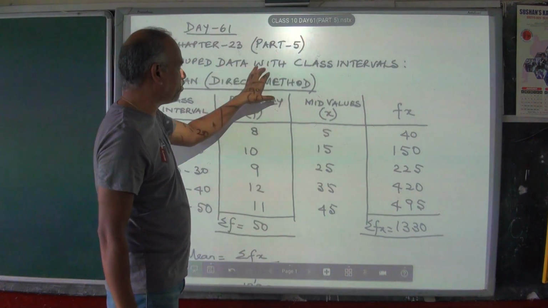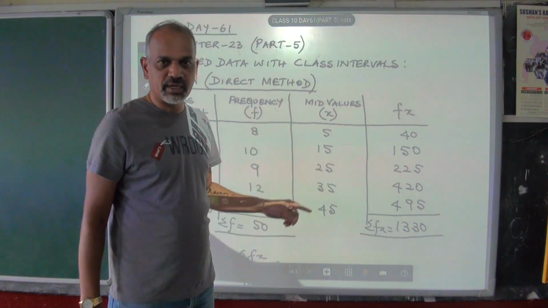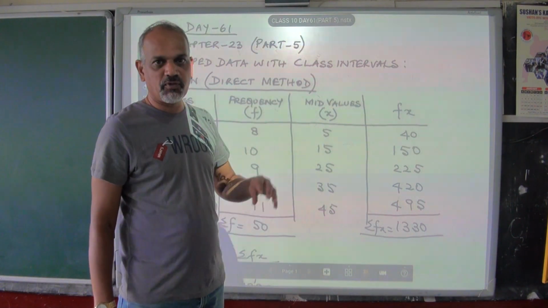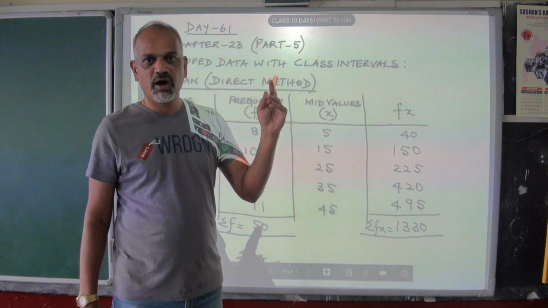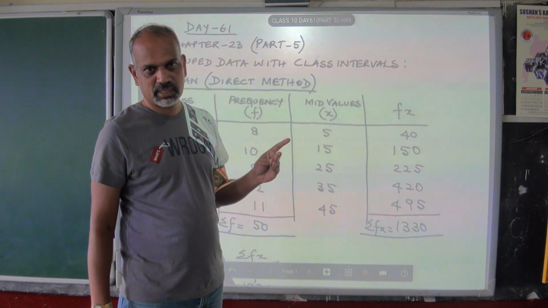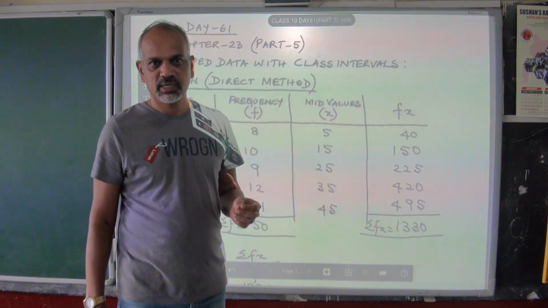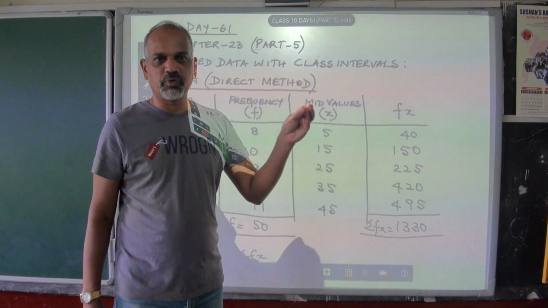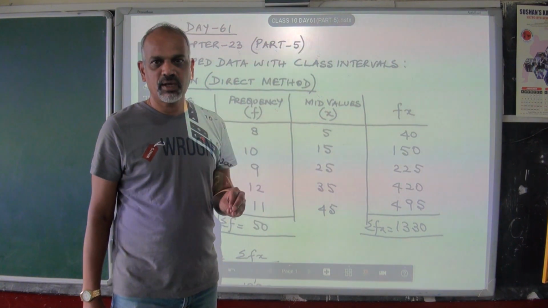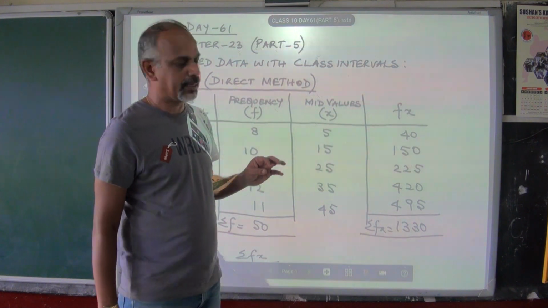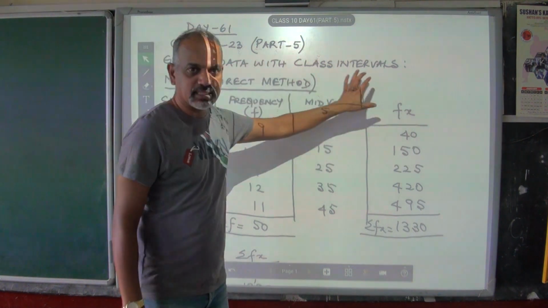And for this group data with class intervals, we are not going to find mean, median and mode together because it's a long process. Therefore, either you will have to find mean or find mode or find median, one of them. So it cannot be asked as a single question to find all three values. So everything is a separate question. You will be either asked to find only mean or to find median or to find mode. So first we are going to find mean for group data with class intervals.